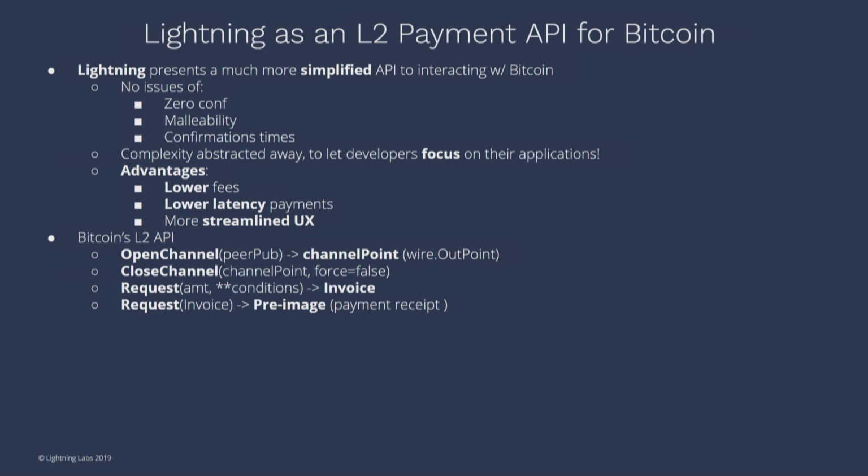Pay takes another invoice, and that gives you a pre-image itself, right? And like we talked about earlier, the pre-image is the proof of your payment. So once you have the invoice and the pre-image together, you basically prove to someone that you've actually paid something on Lightning.